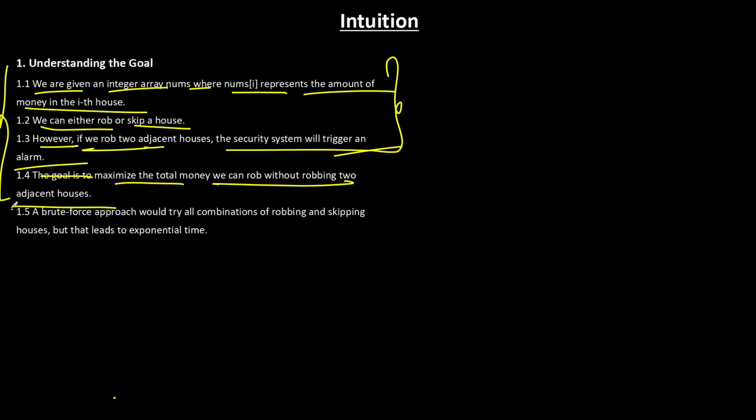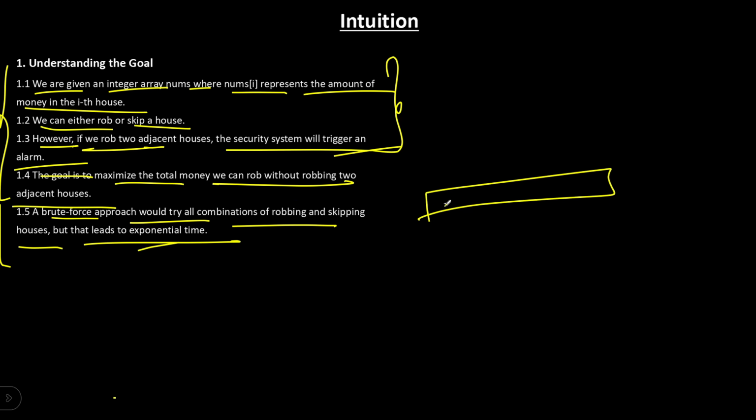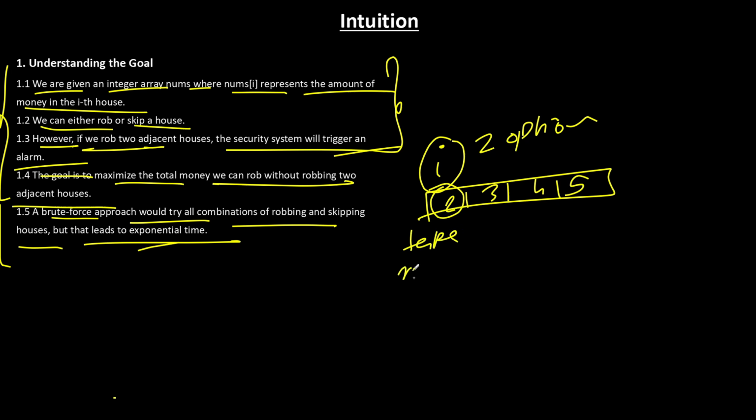Now what could be the brute force for this particular solution? A brute force approach would try all combinations of robbing and skipping houses, but that leads to exponential time. So how exponential? Suppose this is a random array. If your i is standing here, this i has two options: for this particular house, either it can take it or skip it, right?